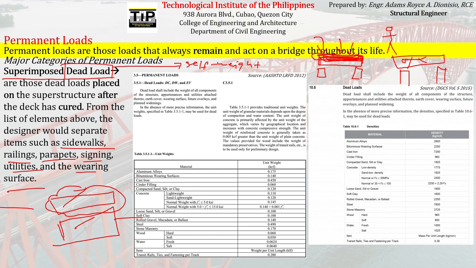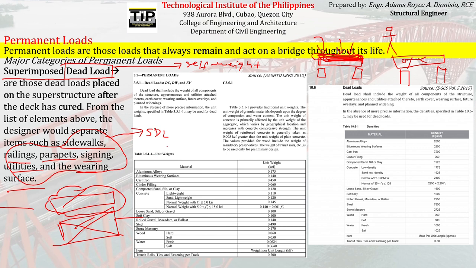Okay? So simply because hindi naman siya parte talaga ng structure itself, kundi pinatong lang siya. So anything na pinatong lang sa bridge natin na dead load, we usually classify them as superimposed dead load. Okay. So yung mga sidewalks, yung mga weight ng sidewalk, ng railings, parapet, siding, utilities, and the wearing surface, we usually compute them separately. And we call them SDL, superimposed dead loads, simply because ipinatong nga sila lang sa bridge natin.